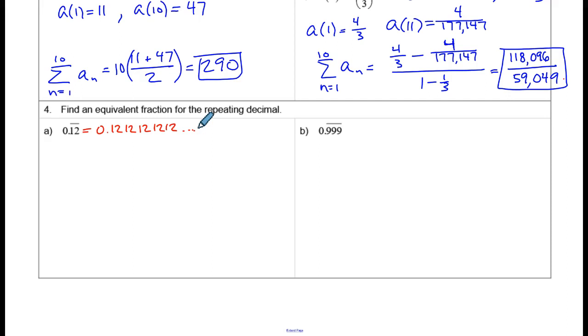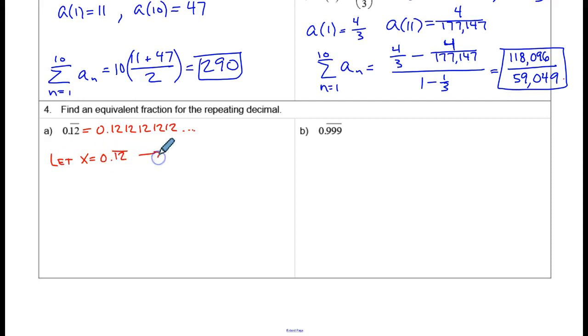And one thing we know about a decimal equivalent of a rational number is that its decimal either terminates, meaning it stops, or it repeats. So if this decimal is repeating, that means we can write it as a rational number. We're going to start by saying this. Let's just let x equal the original number, 0.12 repeating.